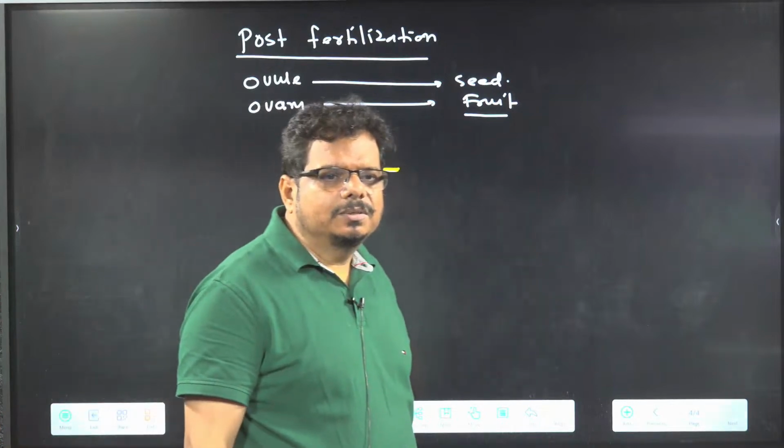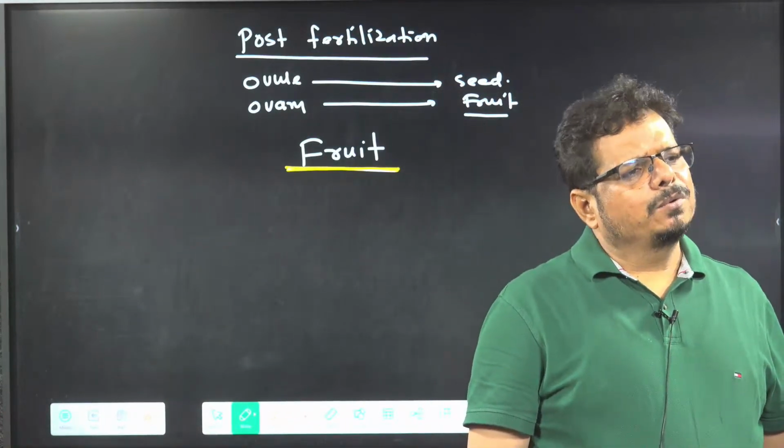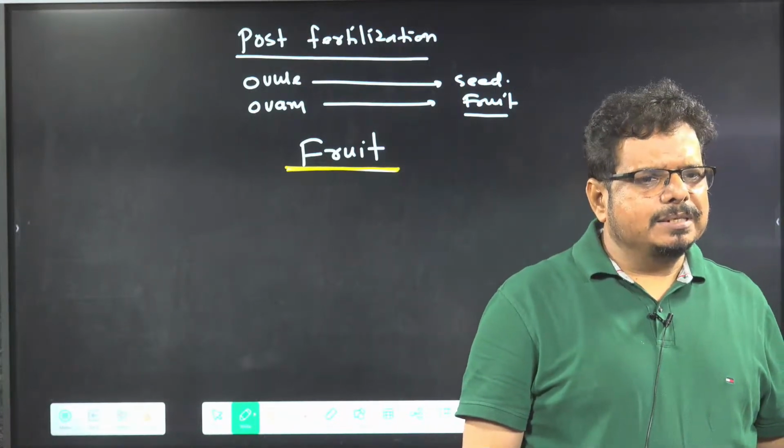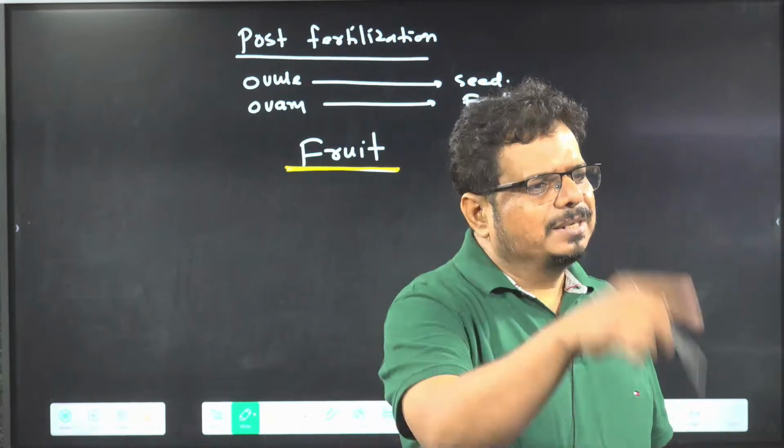Very good, very good. 685. Right. Very good. But the target must be 720. Why 685 only? Target must be 720.